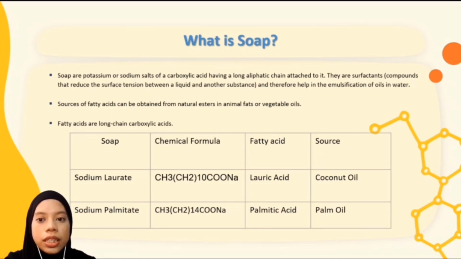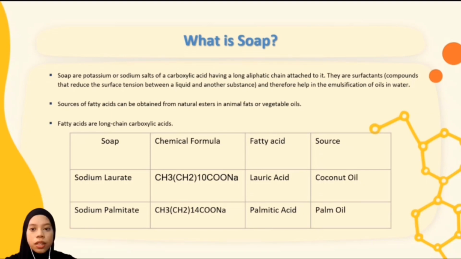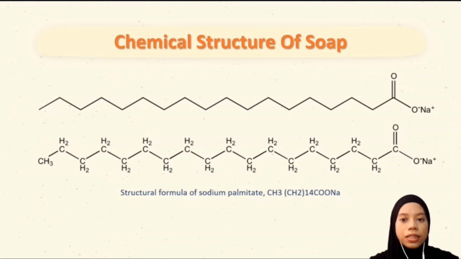The source of fatty acids can be natural esters in animal fat or vegetable oil. Fatty acids are long-chain carboxylic acids. Sodium laurate soap has lauric acid from coconut oil, and sodium palmitate soap has palmitic acid from palm oil. This is the structural formula of sodium palmitate.